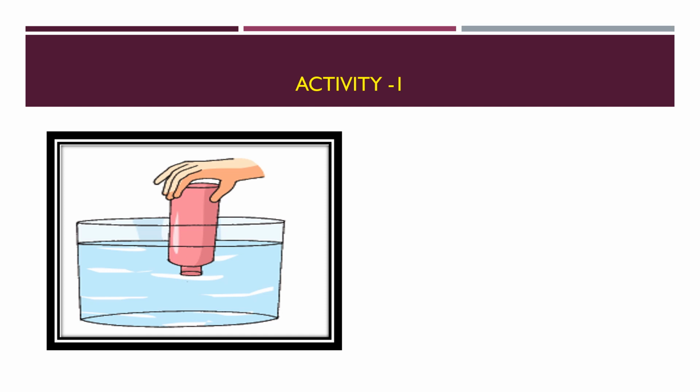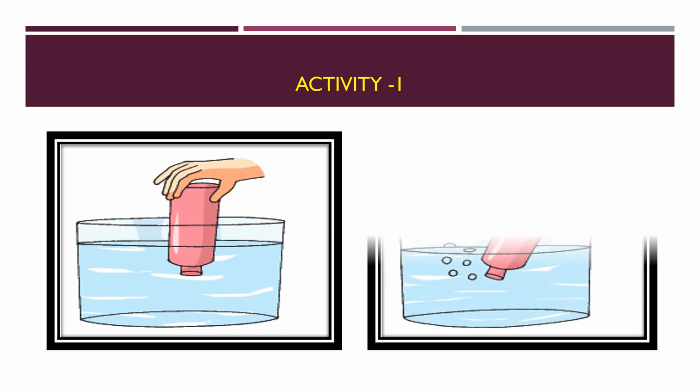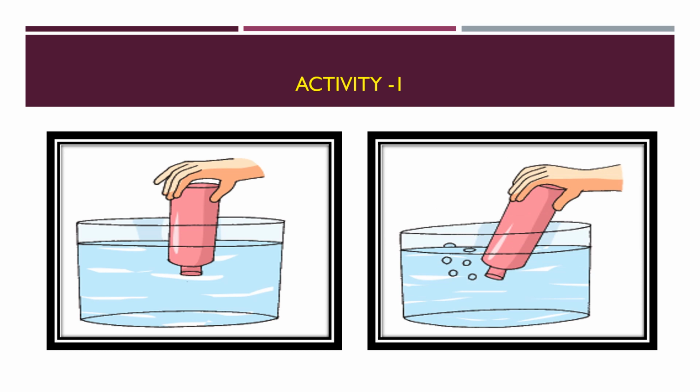See, children, you are doing this. First, you are taking the empty glass bottle and you are dipping it into a bucket full of water upside down. You will see that water is not going into the bottle. When you tilt the bottle a little, you will see that air bubbles are coming out and water is rushing into the bottle.